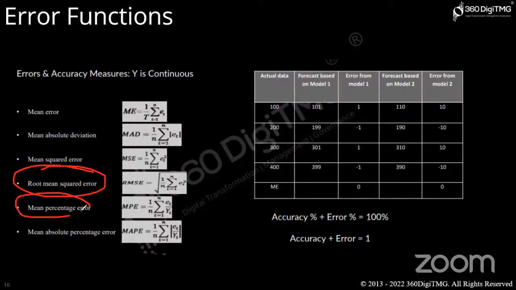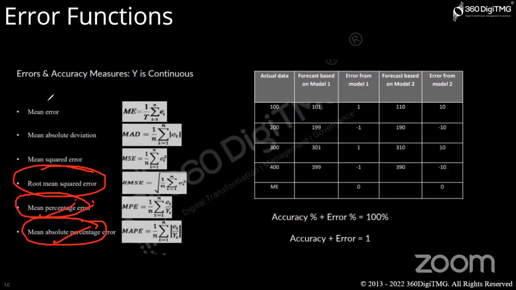And then we have the mean percentage error and the mean absolute percentage error as well. We use these to remove the units completely. In that case, we go with mean percentage error or mean absolute percentage error. So these are the different error terms.